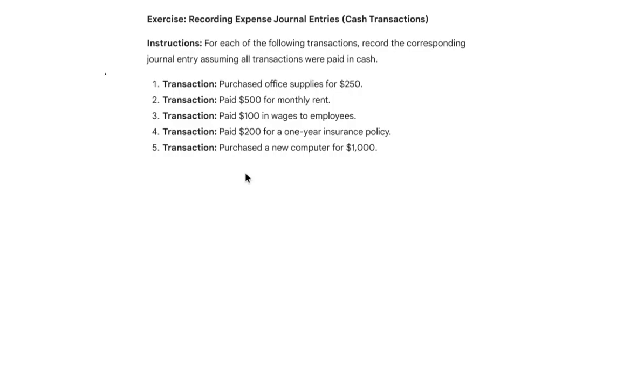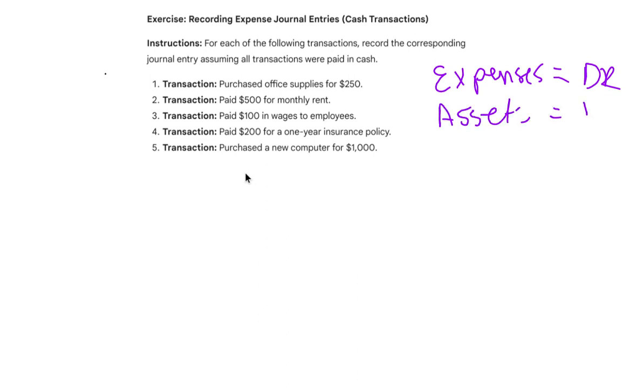For our expenses, the special designation when we are recording them is that they will always be debited. That's just a rule. Whenever you are paying off your expenses, they will always be debited. In this case, since we'll be dealing with cash transactions, we know that our cash is an asset because it belongs to us. Assets normally will also be debited, but whenever you see a reduction in your assets, you will do the opposite and credit.